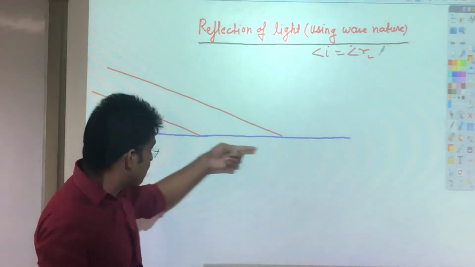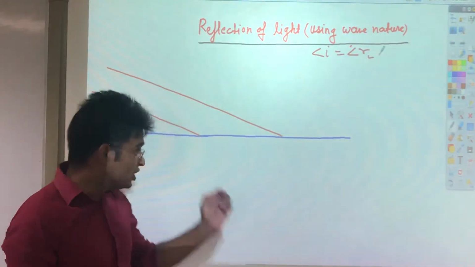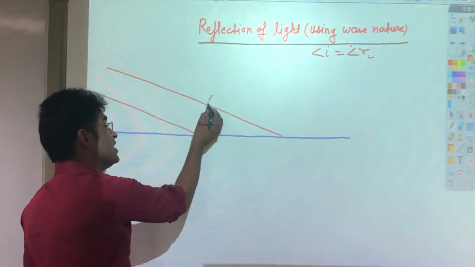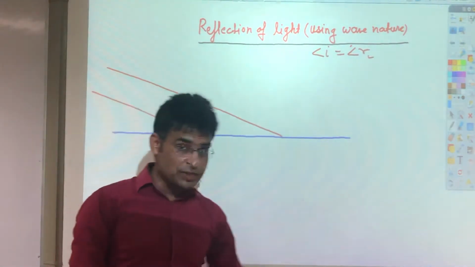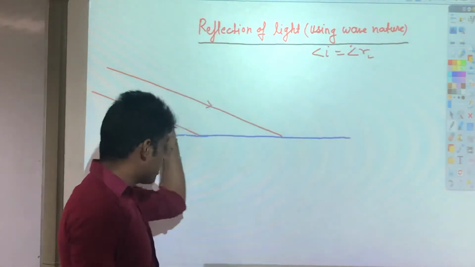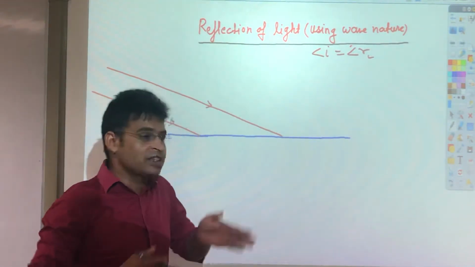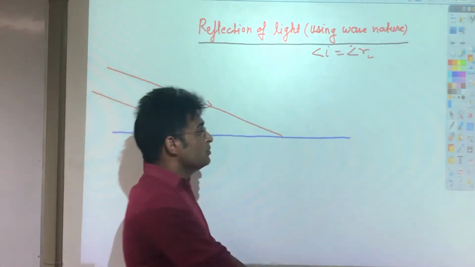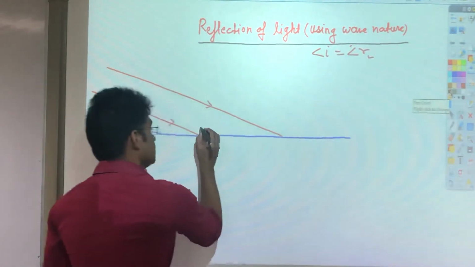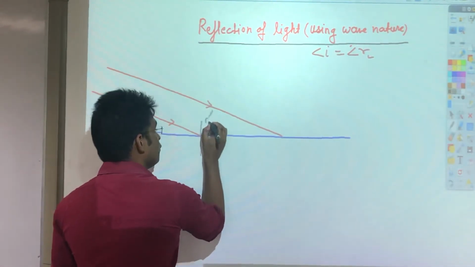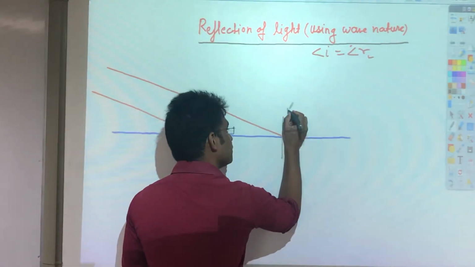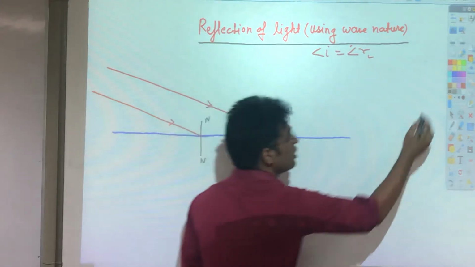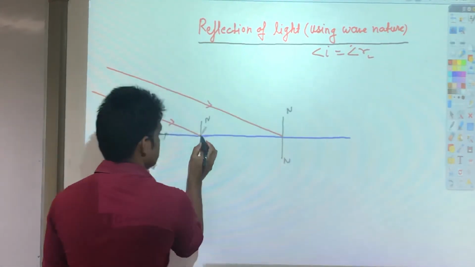So this blue color line is the reflecting surface, and this is the incident light ray. Obviously it will reflect back, but this is a parallel beam of light, so there will be reflection of a parallel beam of light. If I make a diagram, let's say this line is perpendicular to the blue line, so this is called the normal. There is another normal over here, this is also a normal. Now how will it reflect back? It will reflect back in this way.